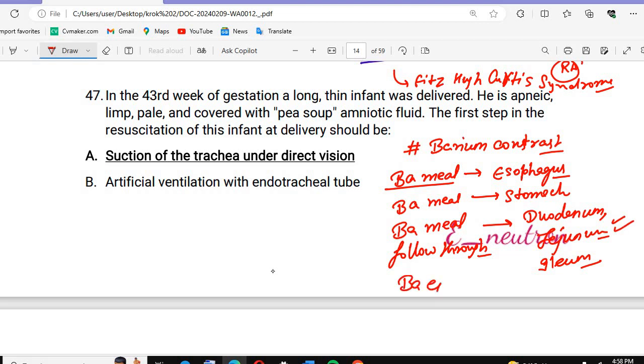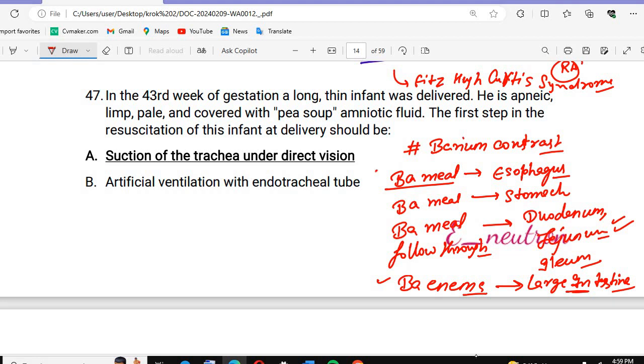Barium enema, we put through the anus, a dye, so that we can find any abnormality in the large intestines. For example, in case of intussusception, we do the barium enema, and in the barium enema we put it from behind, from the anus, and we check for abnormalities, any obstruction in the large intestine.